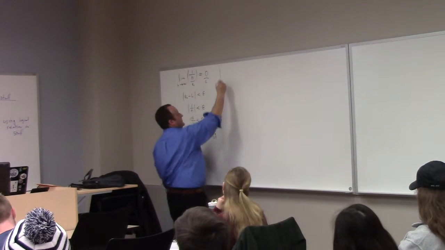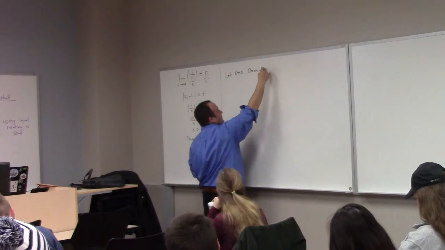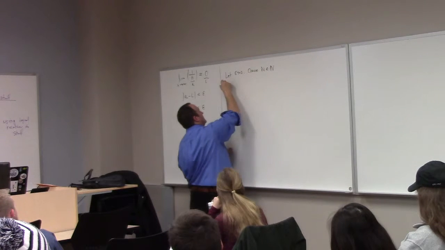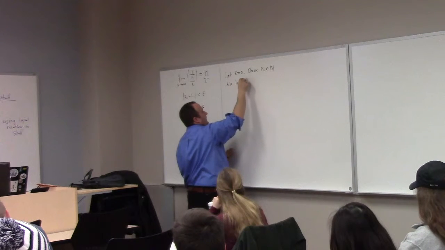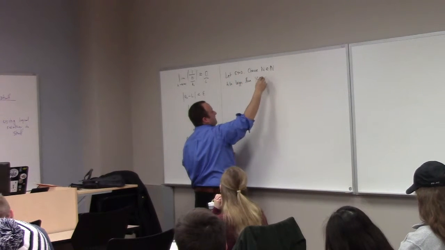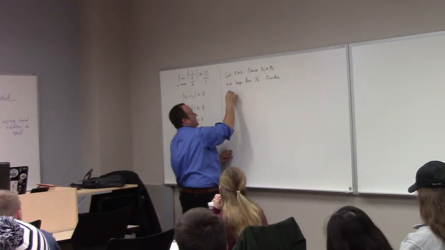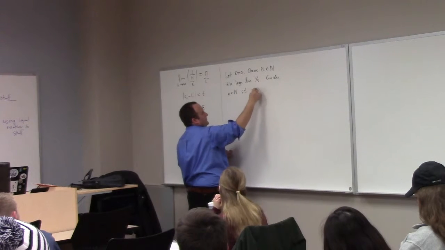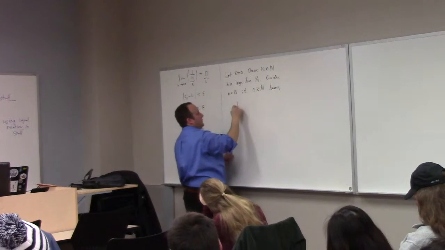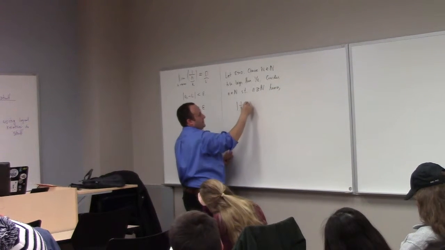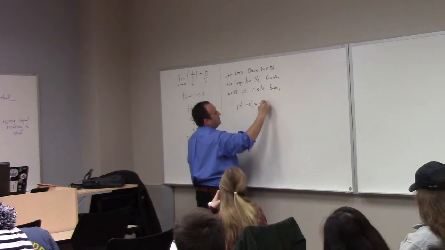So then the proof would be something like this. Let epsilon be greater than 0. Choose N in the natural numbers to be larger than 1 over epsilon. Consider n in the natural numbers such that n is greater than or equal to N. Hence, the absolute value of 1 over n minus 0 is 1 over n, which is what?